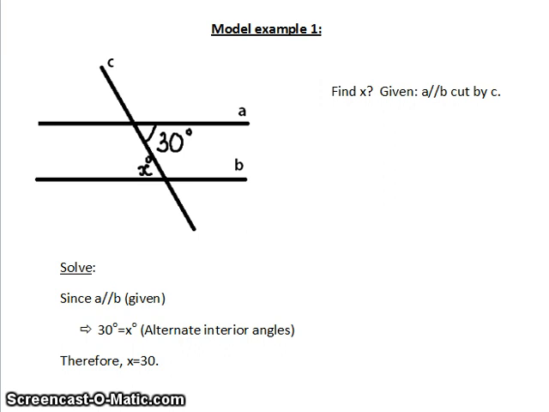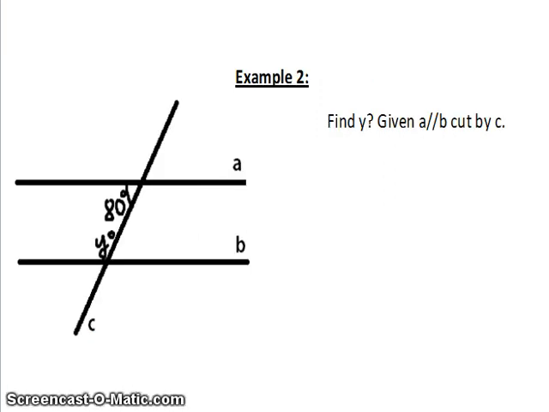Now it's your turn to try out this type of problem. And I have an example for you. Example 2. Given two parallel lines cut by a transversal and a given angle of 80 degrees, find y. Now please pause and try out this problem.